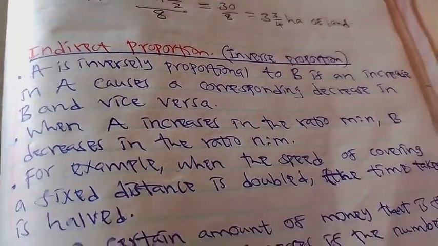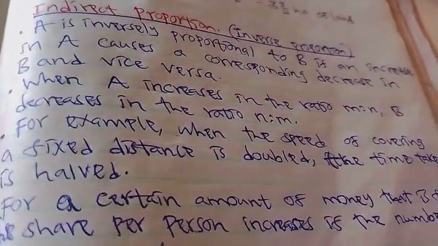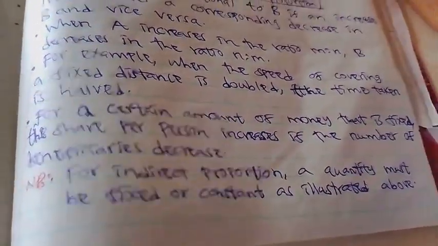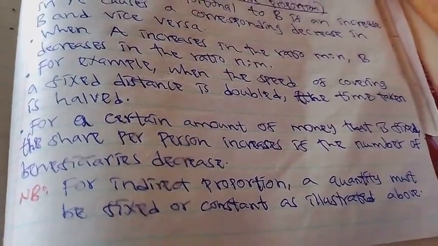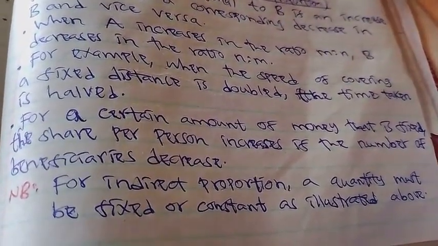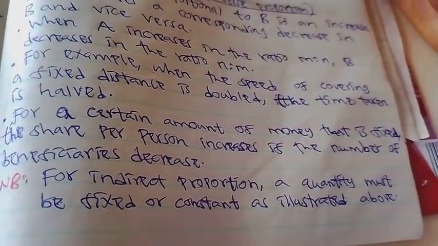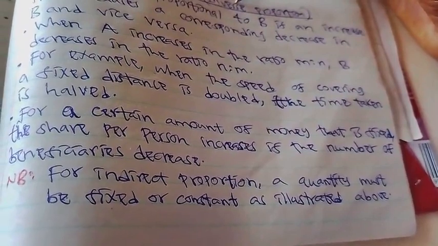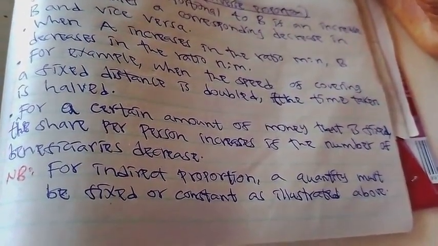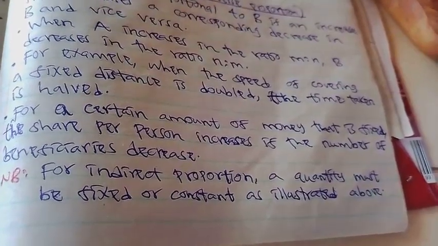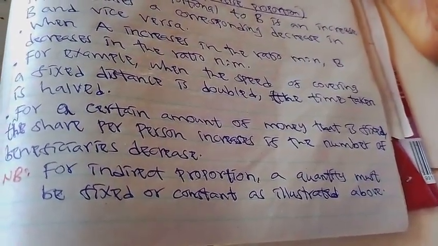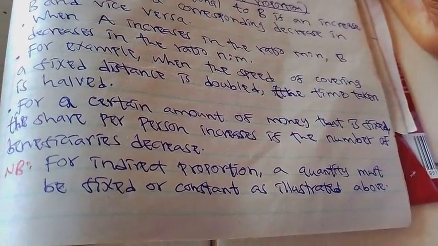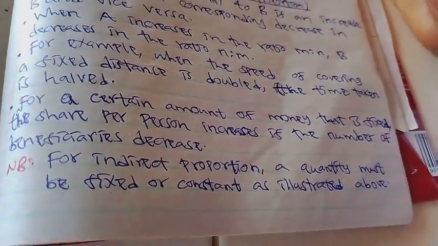For example, when the speed of covering a fixed distance is doubled, the time is halved. For example, for a certain amount of money that is fixed, the share per person increases if the number of beneficiaries decreases. Note that for indirect proportion, a quantity must be fixed or constant as illustrated above.